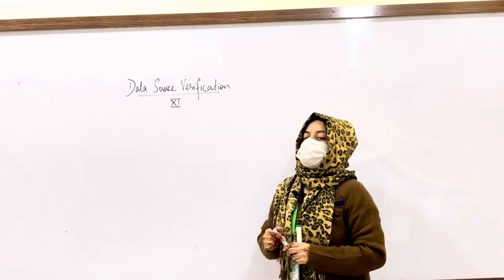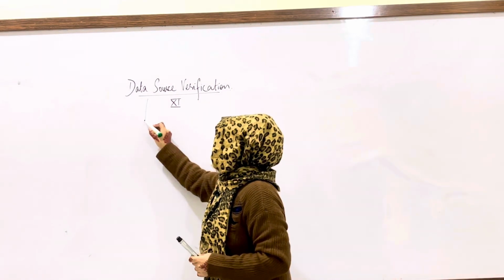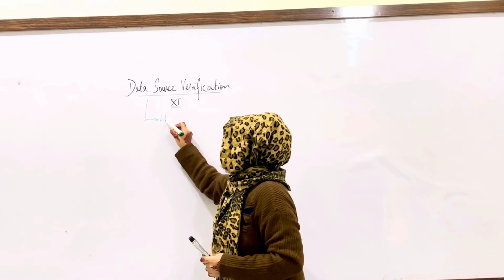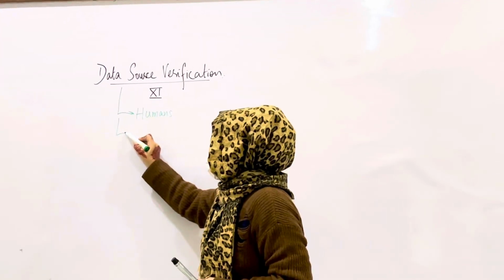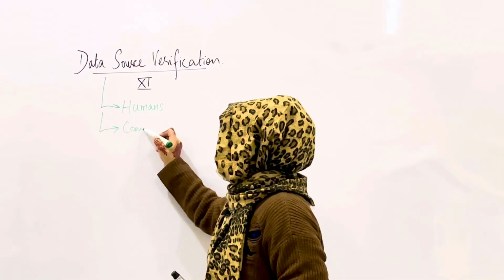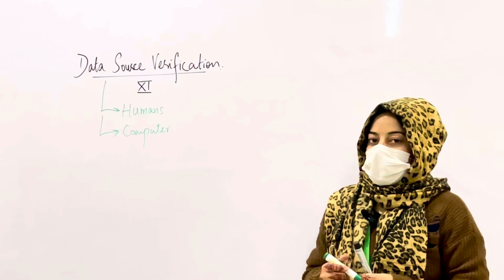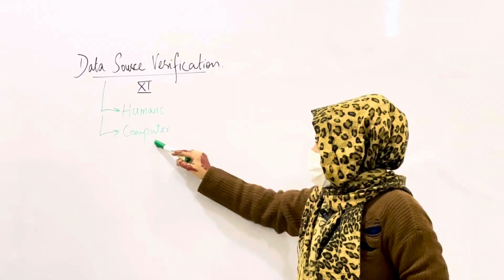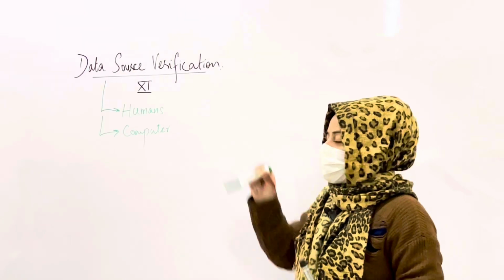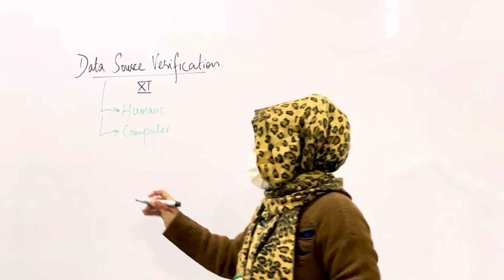So this data source verification involves two main entities which are used for verifying. Number one is humans and second is the computer itself. Now choosing among these two entities, where humans are suitable and where computers are suitable for verifying your data, depends upon certain factors, key points.